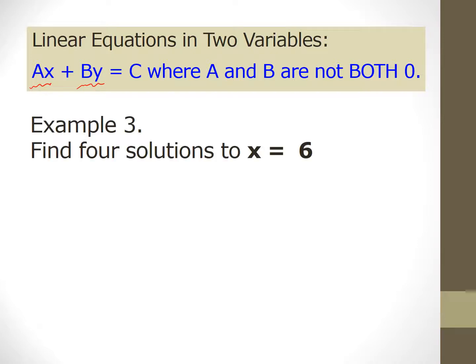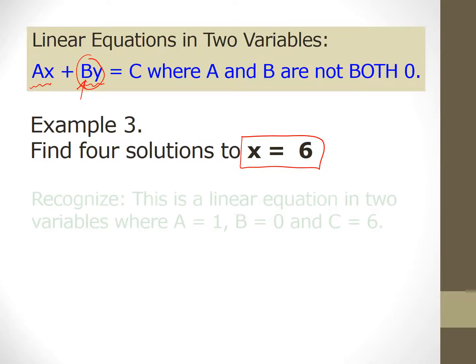So here's our next example. Let's find 4 solutions to this equation, x equals 6. At first look, this doesn't maybe feel like an entire linear equation, but it is. It just happens that it doesn't have a y term. So that implies that b must have been 0, but a isn't. So we still want to find solutions to this.